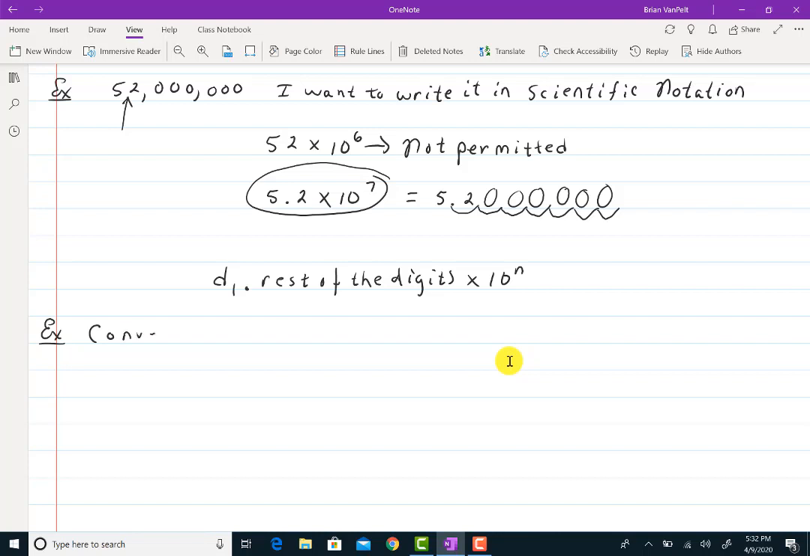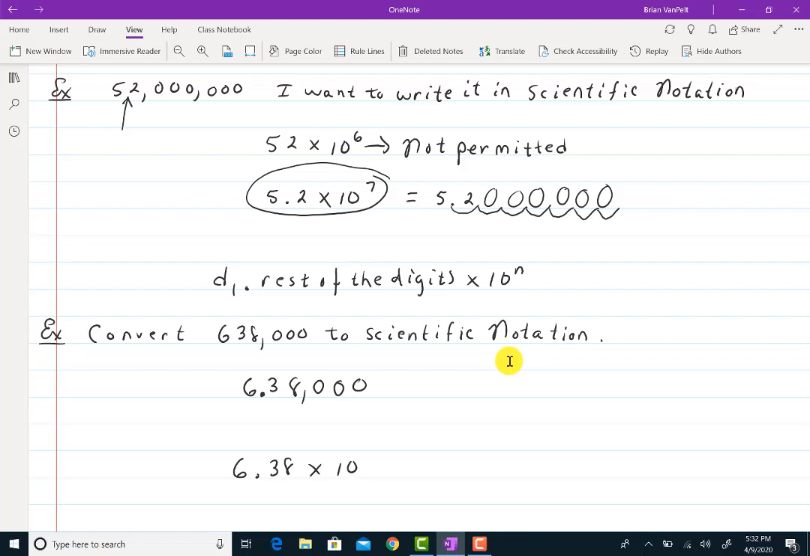So let's convert 638,000 to scientific notation. The way I do it is I put my numbers out. There's my 638,000. I need the decimal to appear here. So my answer is going to be 6.38 times 10 to some power. Well, what power is that? How many places did I have to move to get here? If you take a look, there's a total of 1 digit, 2 digits, 3 digits, 4 digits, 5 digits. So the power is 10 to the 5th power.